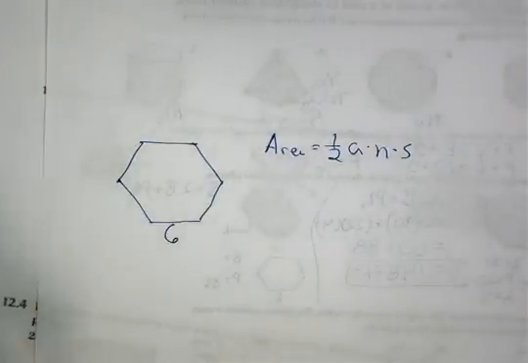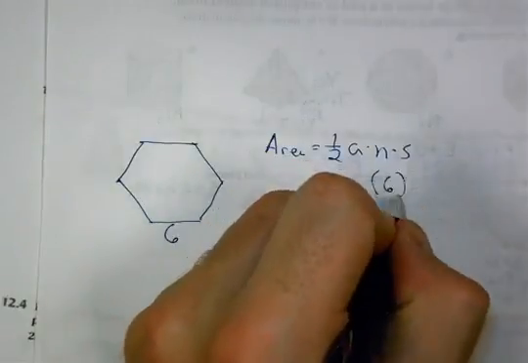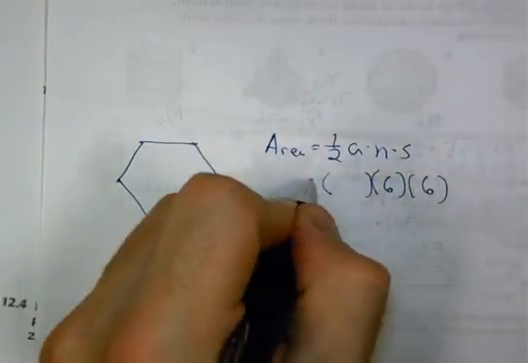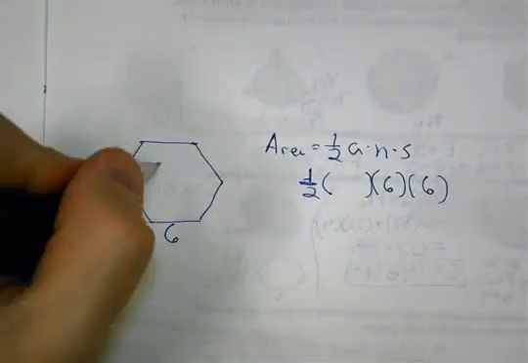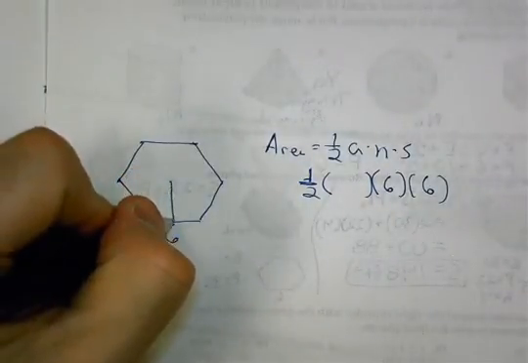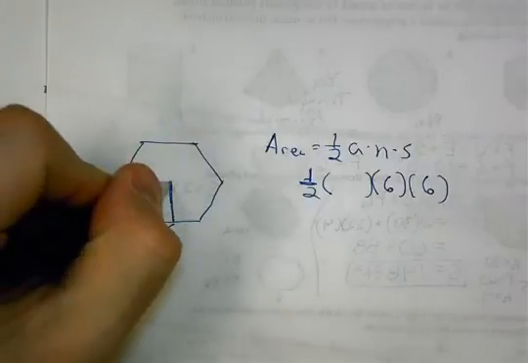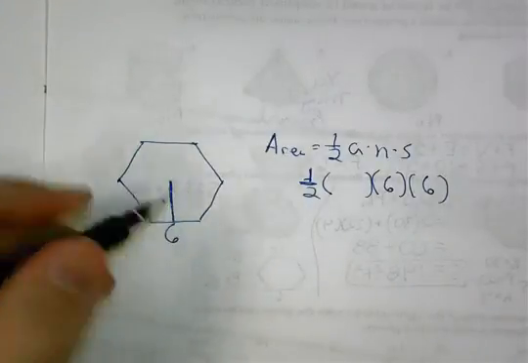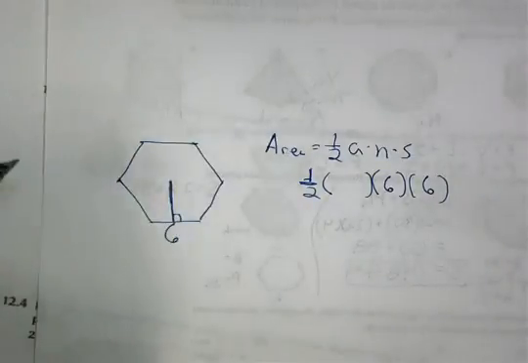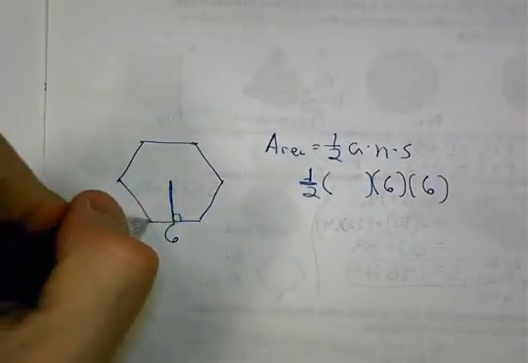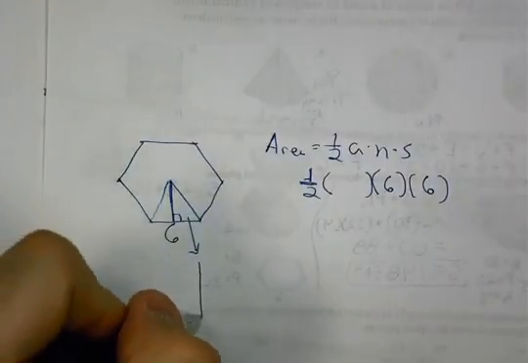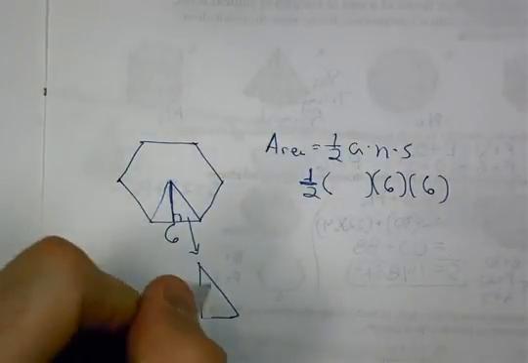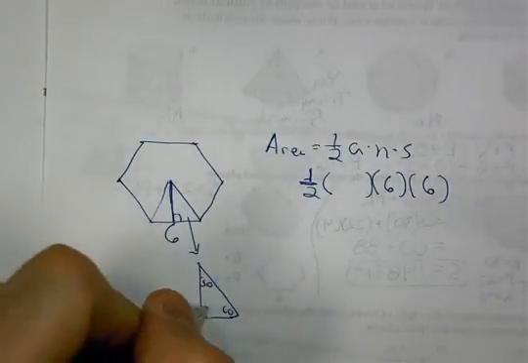Since I know 6 is my side length and I know it's a hexagon, I already have two of the values. The last thing I really need is the apothem. Now the apothem is the distance from the center to the side of the polygon that's perpendicular to it. So the way we get that is we draw a triangle here, then we cut that triangle in half, and it happens to be, in a hexagon, this turns out to be a 30, 60, 90.